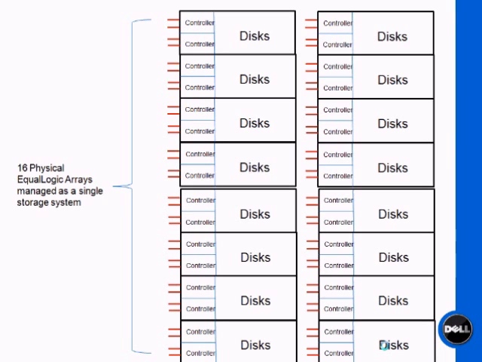Also, what you're able to do is these 16 physical EqualLogic arrays, some of them can be solid state drives, some of these can be SAS drives, SATA drives. It doesn't matter. Every single physical EqualLogic array is called a member, and multiple EqualLogic arrays or multiple members fit into an EqualLogic group.